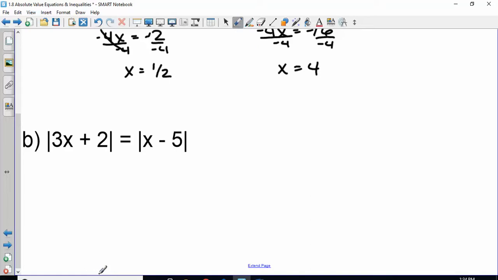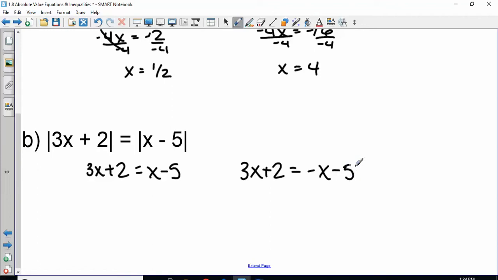This is the one where I tend to see more mistakes. So the first one, you just drop the absolute values: 3x + 2 = x - 5. People tend to mess up on the second one when they do the negative, because they write it like this: 3x + 2 = -x - 5. What's wrong with that?